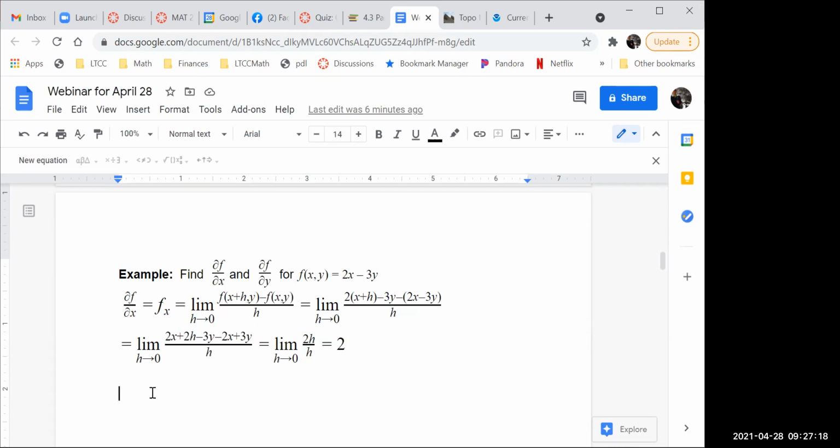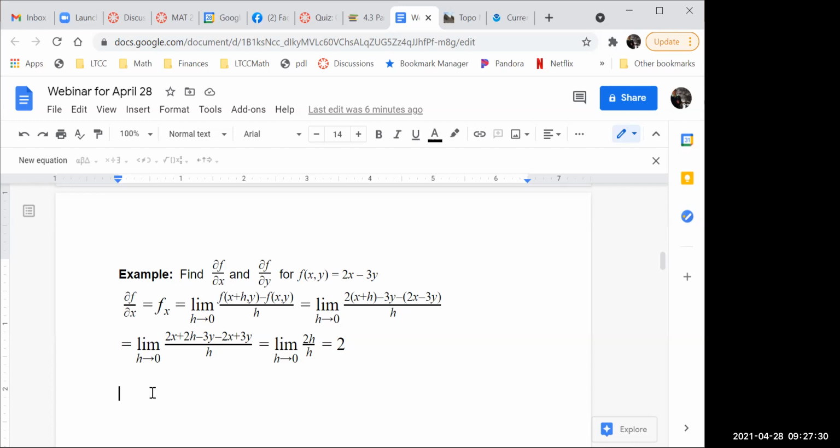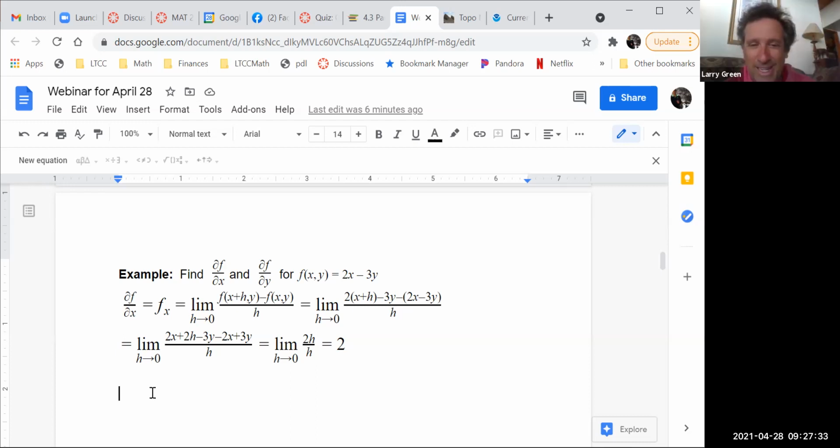Absolutely. Yeah, and they can get worse than hard. They can get brutally evil, so you would never ever want to do it this way. Do you believe me? Yes. If I did the same thing, except instead of 2x minus 3y, if I did something like e to the negative cosine of x squared minus xy plus the cube root of y, good luck. Good luck doing it with this limit definition.